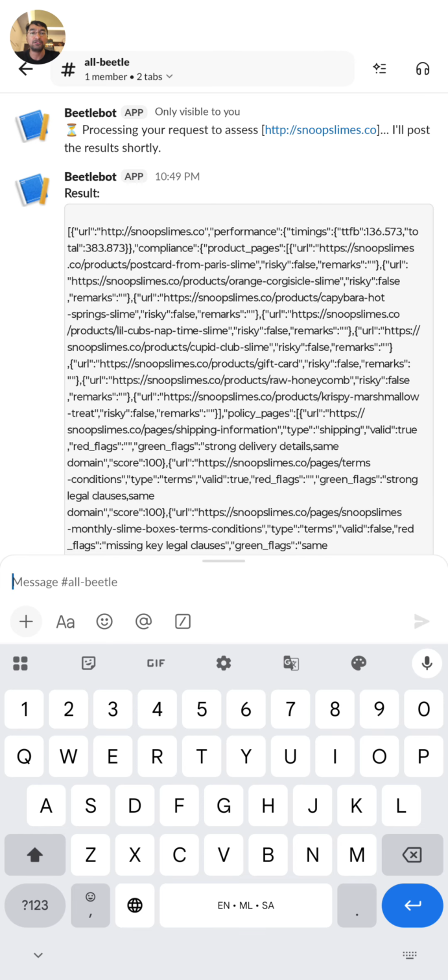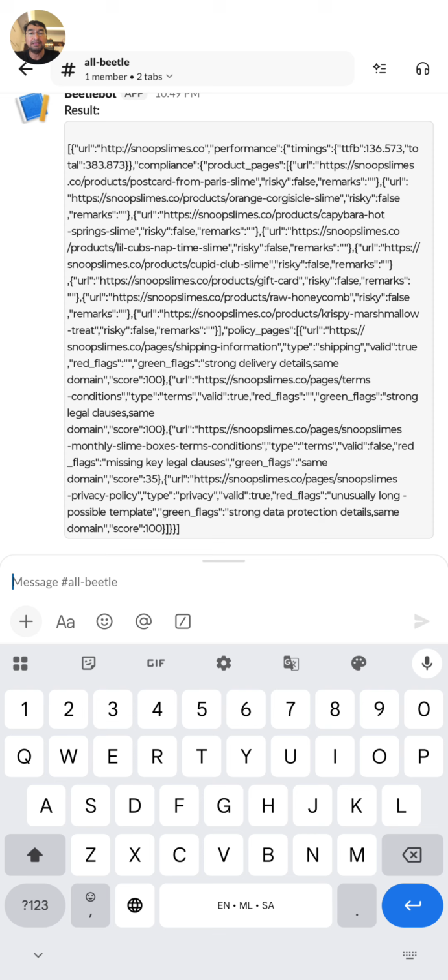Within a few seconds it tells me these are the policy pages that are present, these are the product pages that are present on the website, and what the legal standings are for each of these policy pages. Is the shipping policy page valid? Are there any green flags or red flags? For example, if you take the shipping page here, the shipping page URL is shown. Does it have any red flags? None. Okay, does it have any green flags?